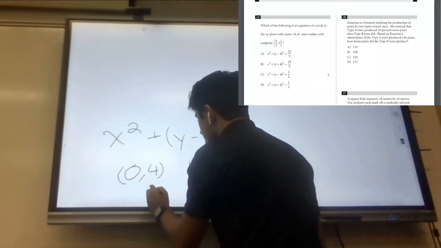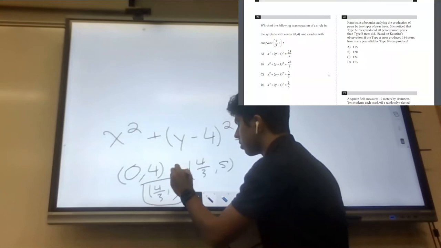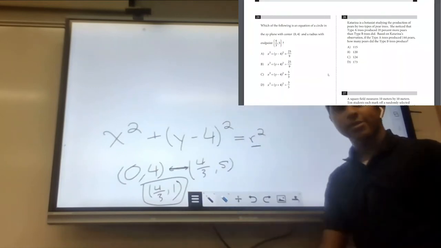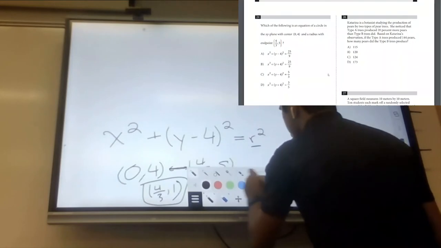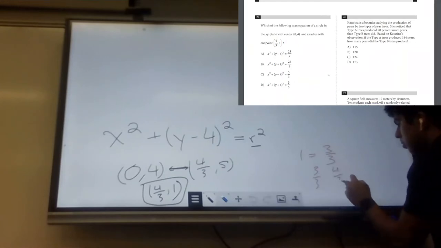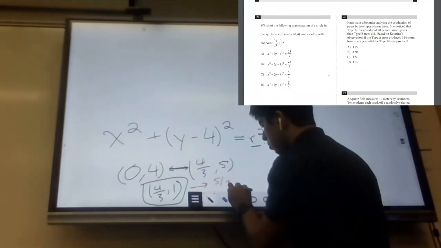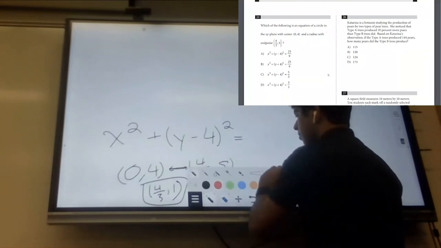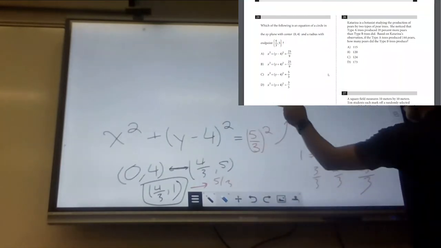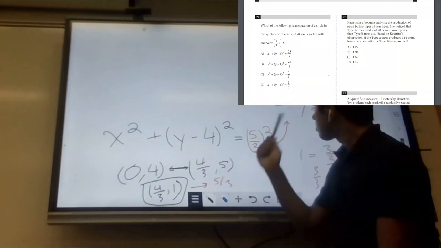The difference here is 4 thirds and then 1, and we want to find this distance, which is just the Pythagorean theorem on 4 thirds and 1. Now, you could just back that out, but you could also recognize that 1 equals 3 thirds. This is 3 thirds and 4 thirds, so 3, 4, 5, which gives you 5 thirds. So this difference is 5 thirds, and the radius squared is 5 thirds squared, which is 25 over 9. So x squared plus (y minus 4) squared equals 25 over 9.